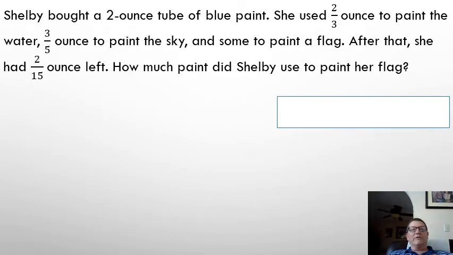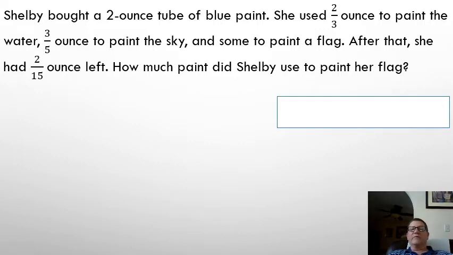Shelby bought a 2-ounce tube of blue paint. She used 2/3 ounce of paint for water, 3/5 ounce to paint the sky, and some to paint a flag. After that, she had 2/15 ounce left. How much paint did Shelby use to paint her flag? Now, there's a lot going on there.